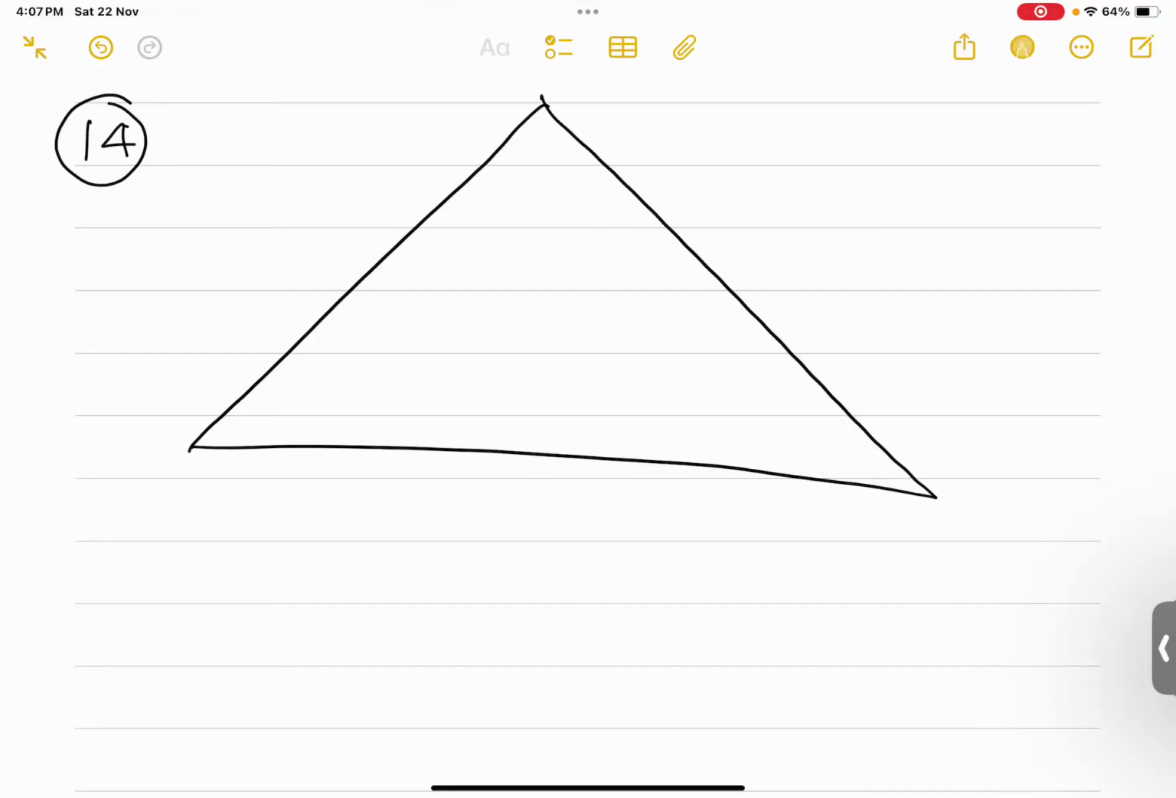There is a triangle ABC. Side opposite to A is small a, side opposite to B is small b. The length of side BC is small a, the length of side AC is small b, and side opposite to angle C is small c, which is the length of side AB.